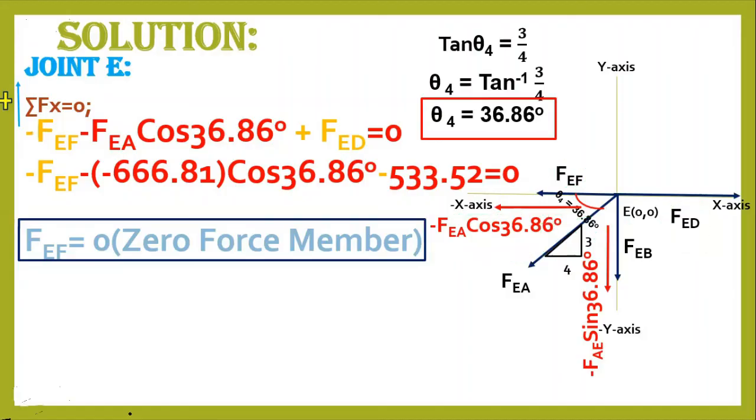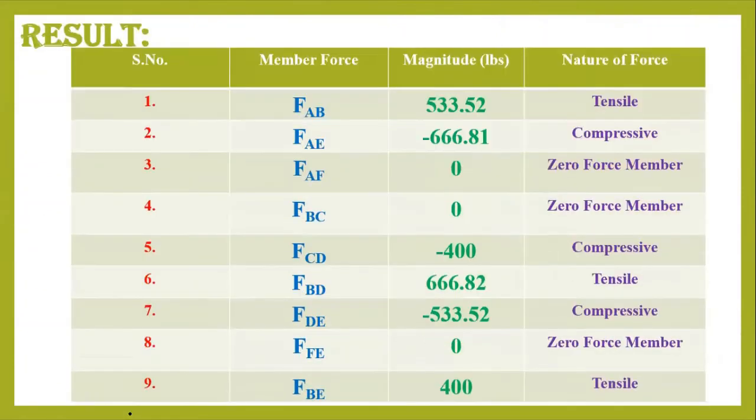So finally, we have completed calculating all the member forces here. There is no need to move on to another joint, or to sum up vertical forces at joint E. So you can see this is the result of this question. There are 9 member forces: FAB, FAE, FAF, FBC, FCD, FBD, FDE, FFE, FBE, and you can see all the values. I put the minus and plus sign over there, and if you are writing that the value is compressive, there is no need to write down the negative sign there.